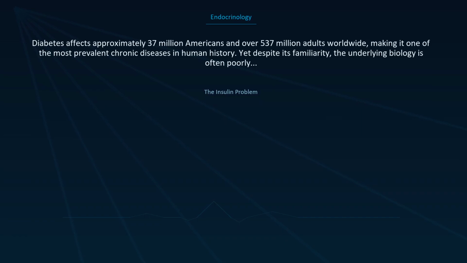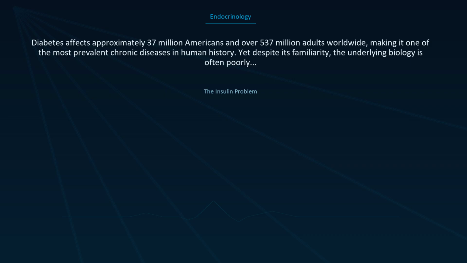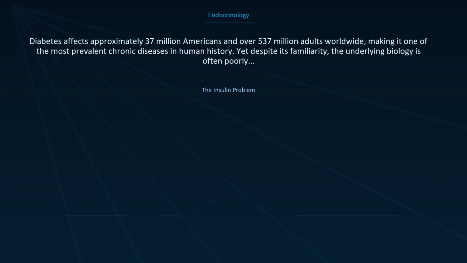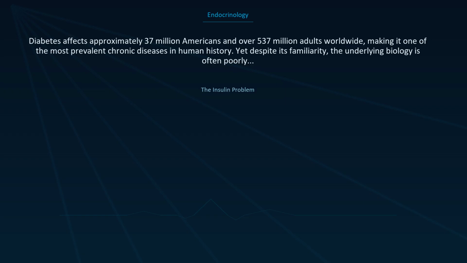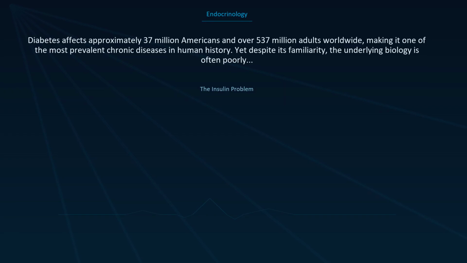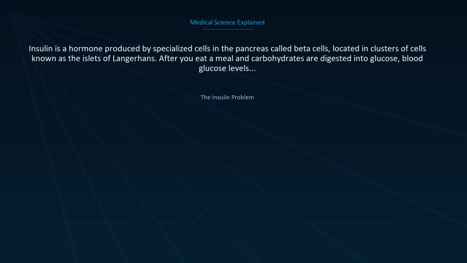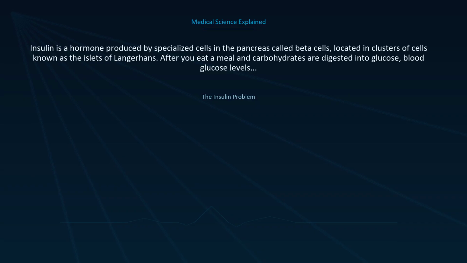To understand why glucose becomes elevated, you first need to understand insulin, what it does, how it works at the cellular level, and what goes wrong in each type of diabetes. Insulin is a hormone produced by specialized cells in the pancreas called beta cells, located in clusters of cells known as the islets of Langerhans. After you eat a meal and carbohydrates are digested into glucose, blood glucose levels rise, and the beta cells respond by releasing insulin into the bloodstream.